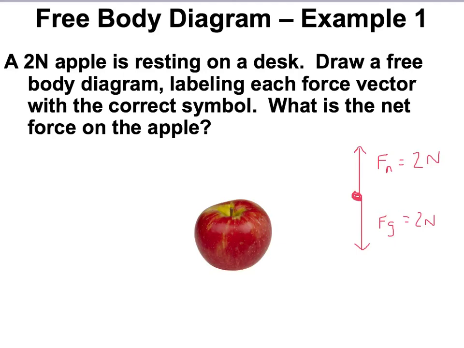It says, what is the net force on the apple? We have one vector pointing down, and it's 2 newtons, and one force vector pointing up, and it's 2 newtons. So the net force on the apple is 0 newtons. This apple is in equilibrium, and since it's sitting still, it's in static equilibrium. Let's look at another example.